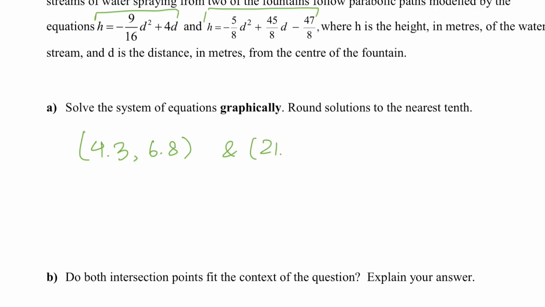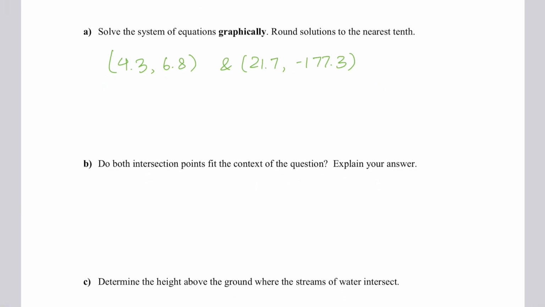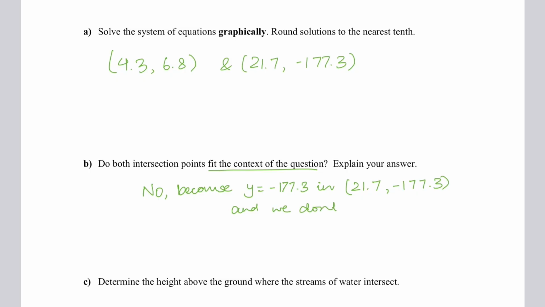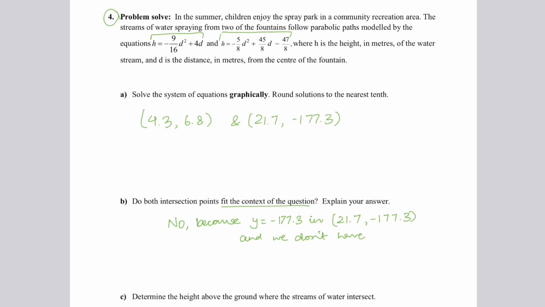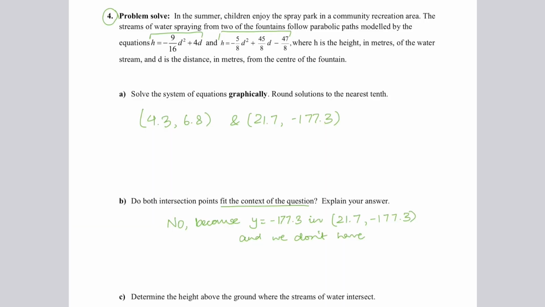Okay, now they're asking you, do both the points of intersection fit the context? No, because only one of them fits. It's not going to intersect that big a round, because y is equal to negative 177.3 at 21.7 comma negative 177.3, and we don't have negative height in real life examples.